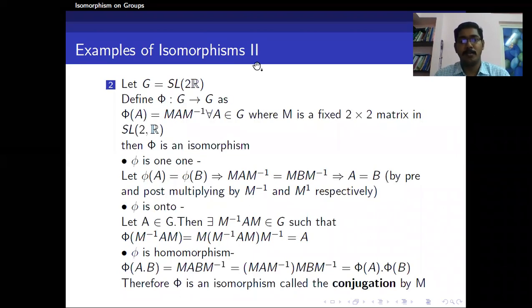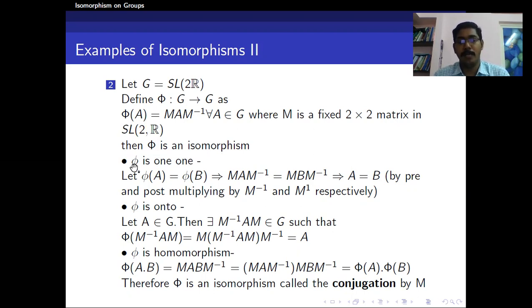Next example of isomorphism. Let us consider the group G, where G is the special linear group, the set of all 2 cross 2 real matrices whose determinant is 1. Let us consider the mapping phi from G to G dash as phi of A equal to M inverse AM, the conjugate of A, for all A in G, where M is a fixed 2 cross 2 real matrix in SL of 2, R. We have to prove phi is an isomorphism.